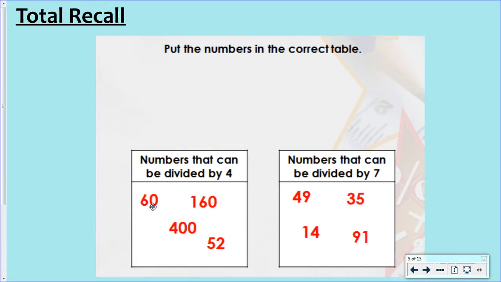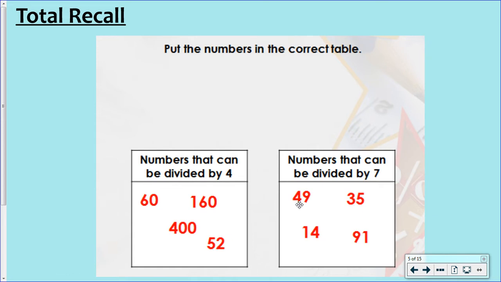And welcome back. So let's have a look at the answers. So 60 goes into the 4 times table if you continue to count up. It's 15. 60 divided by 4 is 15. 160. So we know 16 goes into the 4 times table. So we know that by timesing that by 10, 160 will also go into the 4 times table. 400 obviously is 100 times, so it can be divided by 4. And 52 also goes into the 4 times table.